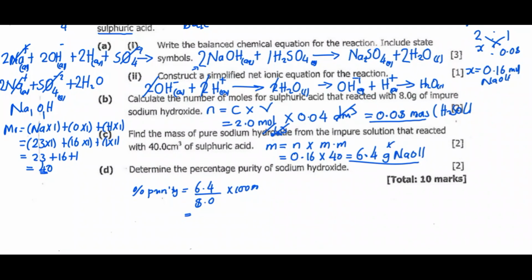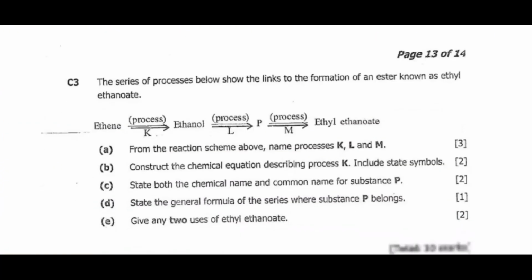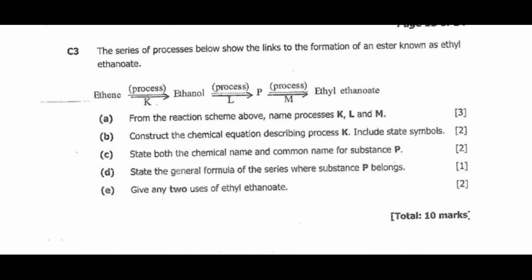So let's do mathematics here. 6.4 divided by 8.0 is 0.8 times 100%. Our final answer is 80%. So this means that from 100% of sodium hydroxide, 80% is pure, 20% is impure. Now we can go to the last question.